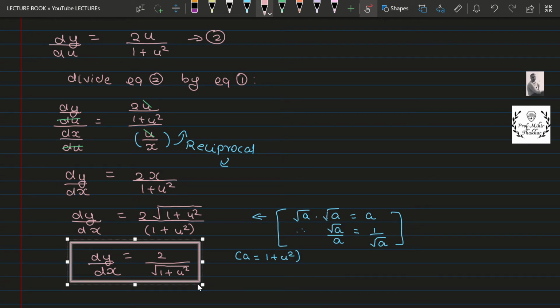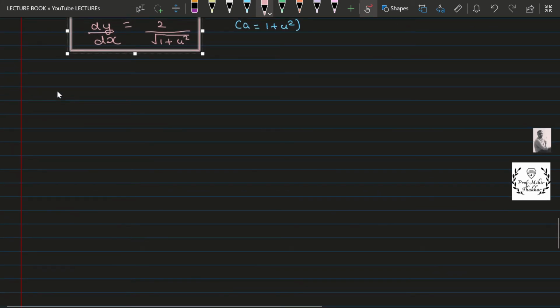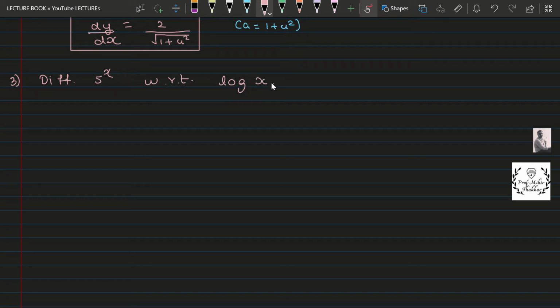Now let us understand our question number 3. It says differentiate 5 to the power x with respect to log x. I took a similar example in my previous video. On the right hand corner, guys, you can see the link over there. You can check out to see the previous example also. Once again, I'll explain what happens over here.